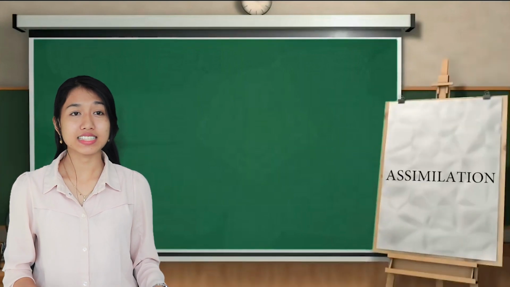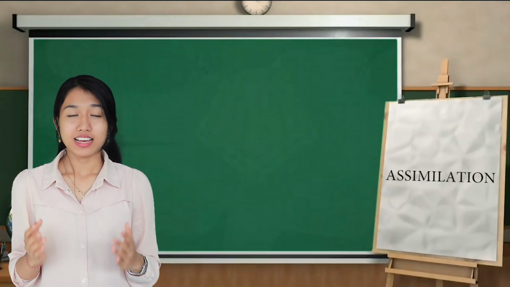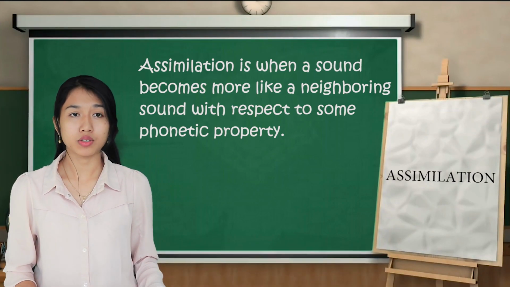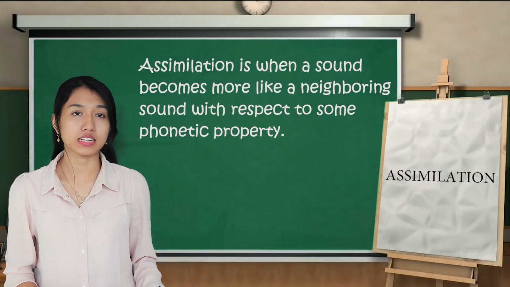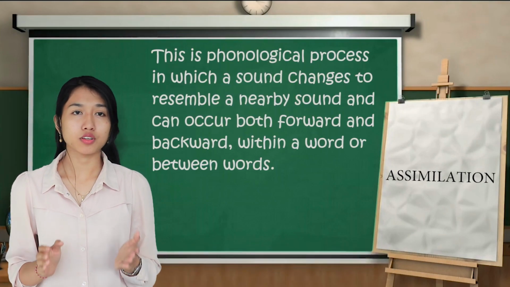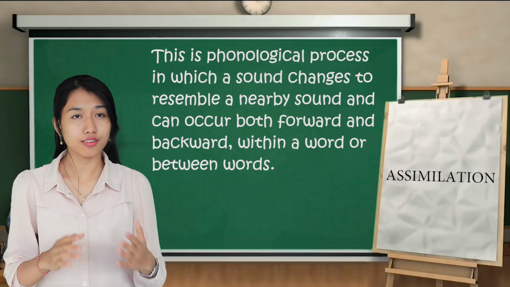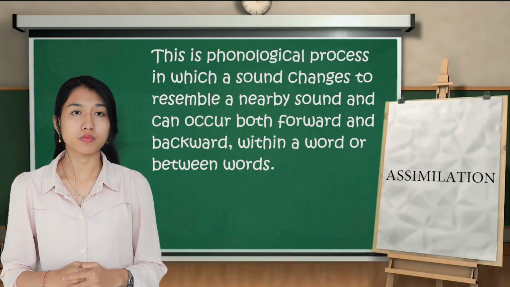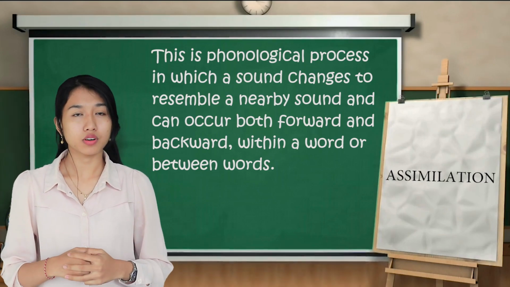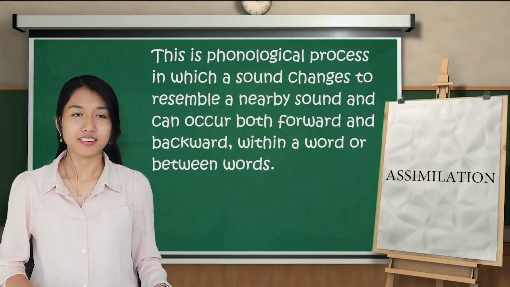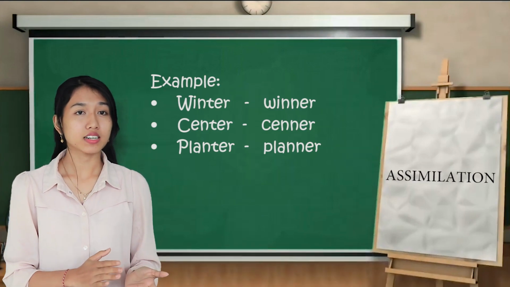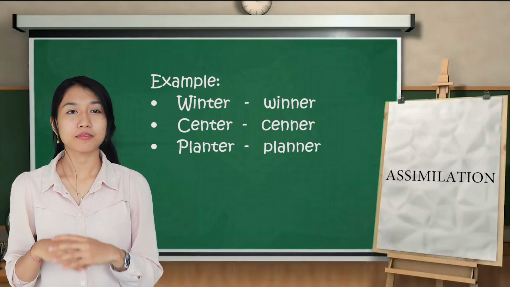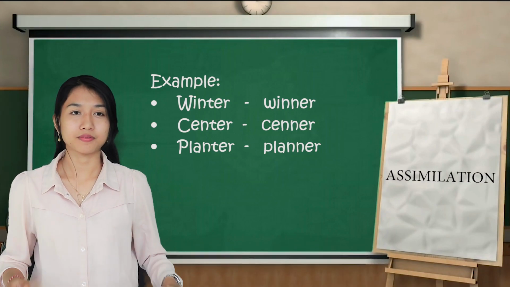The first one is assimilation. Assimilation is when a sound becomes more like a neighboring sound with respect to some phonetic property. It is a phonological process in which a sound changes to resemble a nearby sound, and can occur both forward and backward within a word or between words. For example, winter becomes winner, center becomes senner, and planter becomes planner.